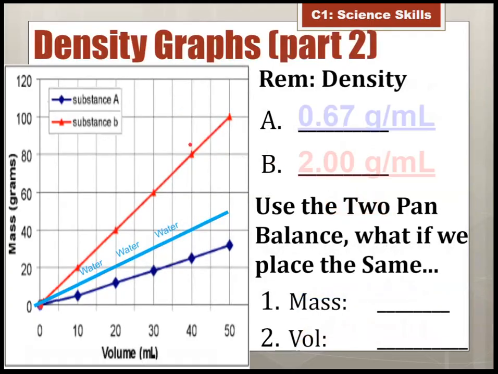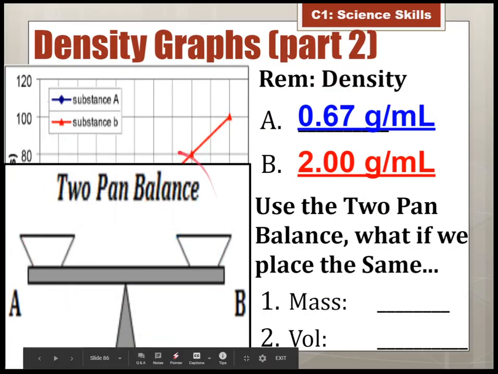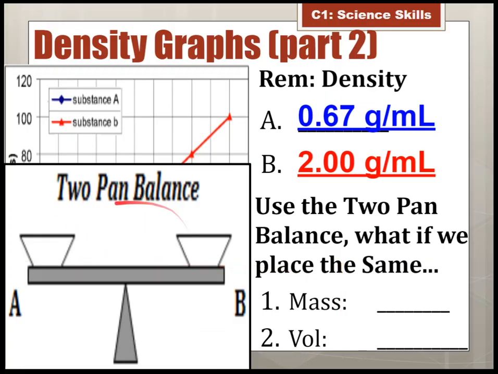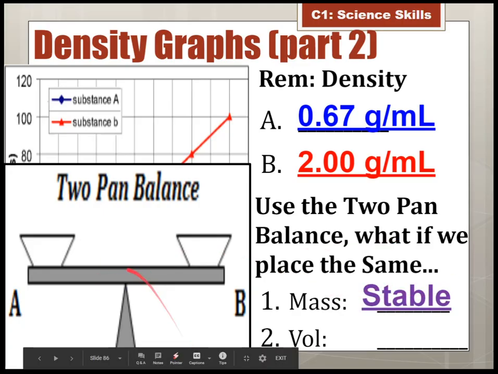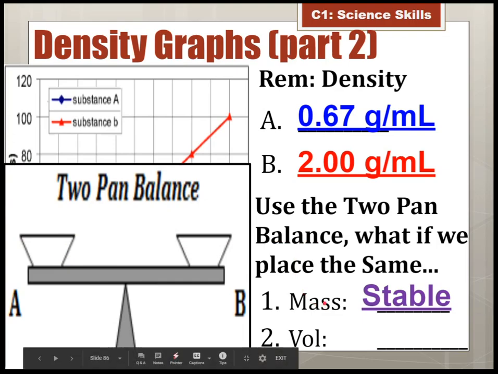Now, remembering your densities that you got earlier, if I use this two-pan balance, which is something that you don't see much anymore, but it used to be a real big deal. What if we place the same mass and volume? Well, first off, if I put the same mass in these two-pan balances, it should just be stable. It's not going to go either way because it's all based on mass. Volume doesn't matter in a balance. Balance is all about mass.